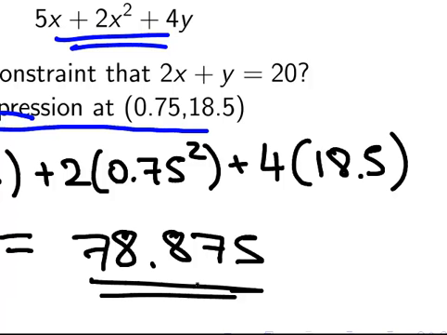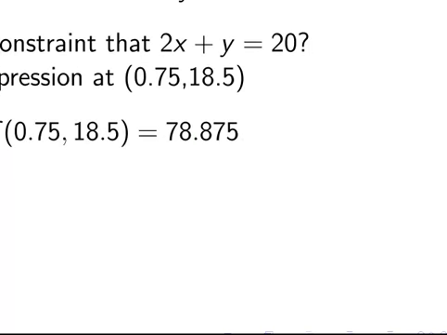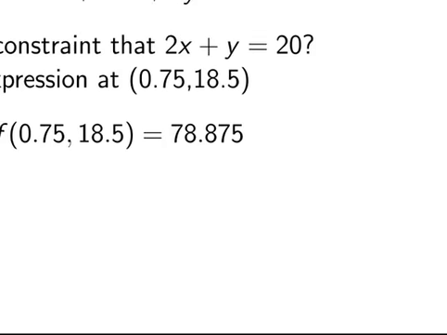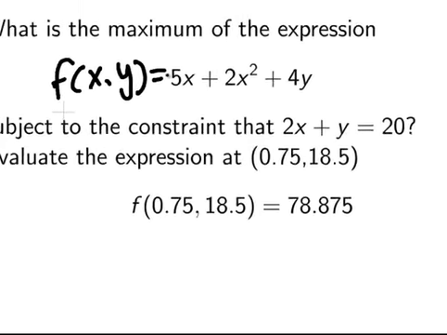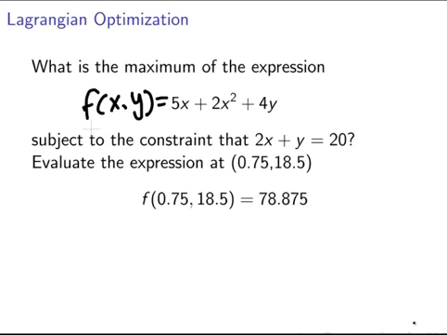And so that is the maximum of that expression subject to that constraint. So that pretty much wraps up what we have to do. There we have it again. Evaluate this function up here. Let me make that a bit clearer. We called that f of x, y earlier on. So evaluate that function at 0.75, 18.5.